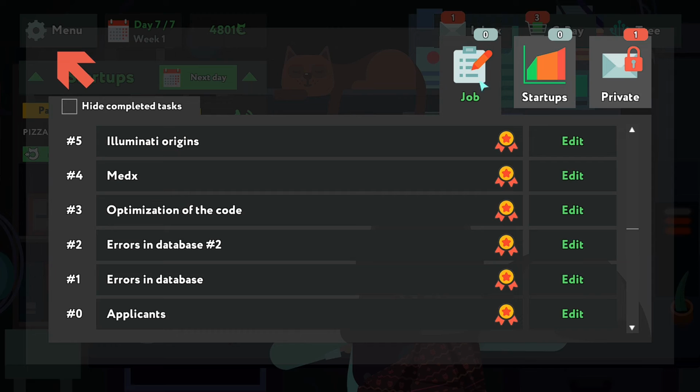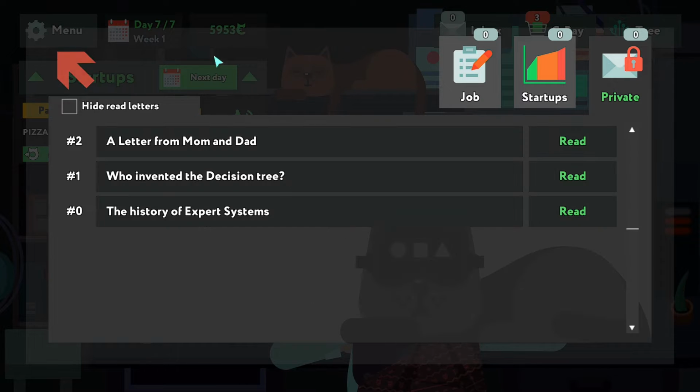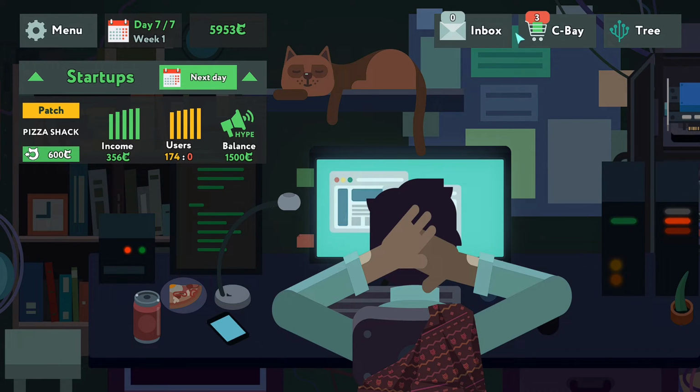Okay, well, I have a message. A letter from Mom and Dad. "Hello. We remember how you cherish your financial independence, but your birthday's just around the corner. Be a good kid and take this money and buy yourself something nice, will you? We love you very much and we will miss you. Or we do miss you. Do not forget to put a hat on. It's very cold outside." 1100. Okay, geez. Thanks, Mom and Dad. You just give me 1100 bucks. Wish my parents would give me 1100 bucks.